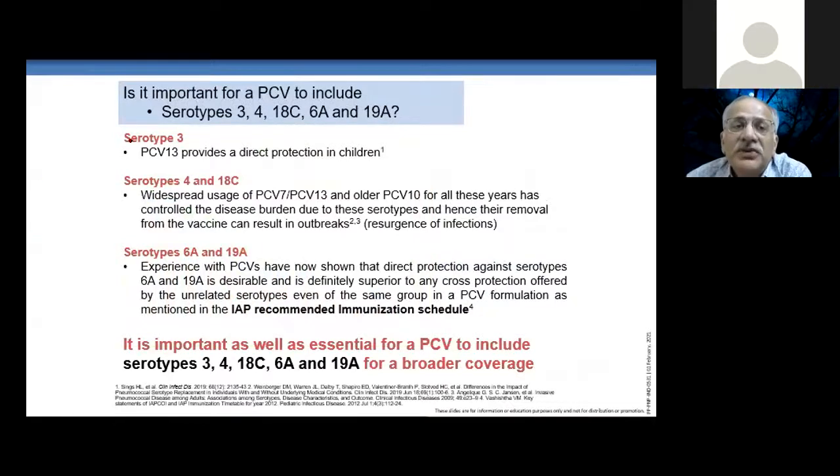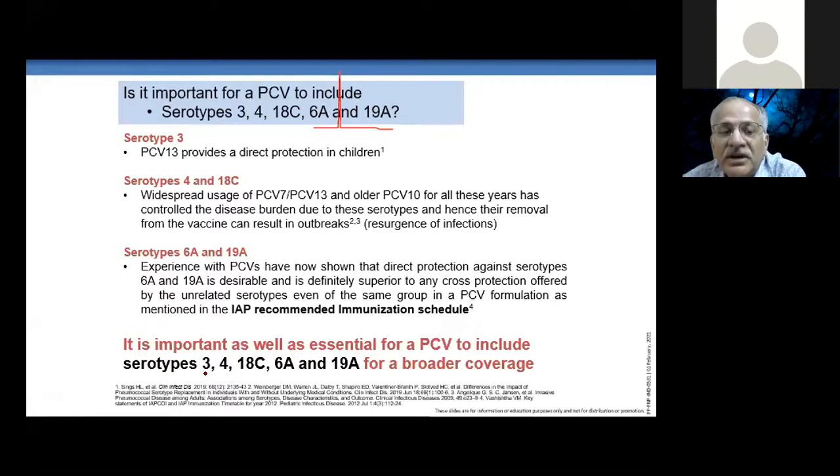So is it important for a PCV to include all these serotypes, 3, 4, 18C, 6A, 19A? Yes, because even if it doesn't work, some work is there with 3, 4, 18C. They are not really prevalent, but okay, 1% each. For 6A, 19A, the prevalence is much more, as we saw in the previous study, 3%, 4%. So this is important, and it will be best to have a vaccine which includes all these 5 serotypes for a broader coverage. There's no doubt about it.